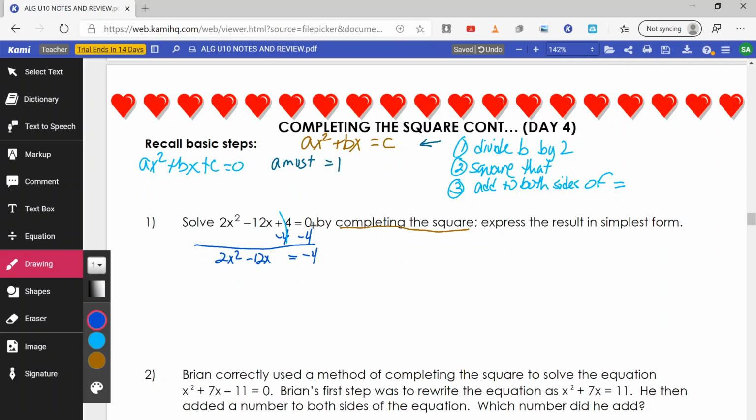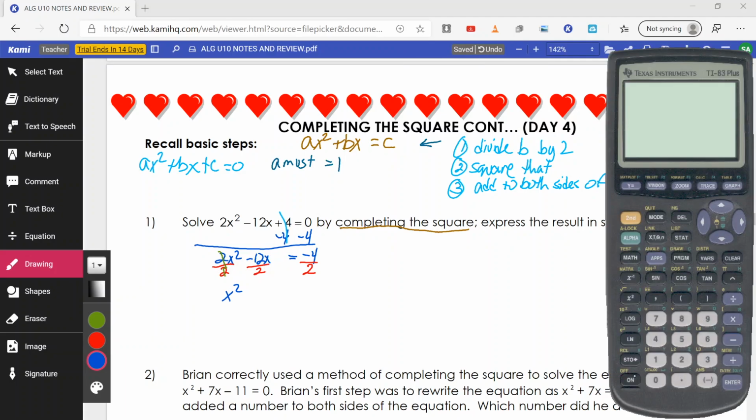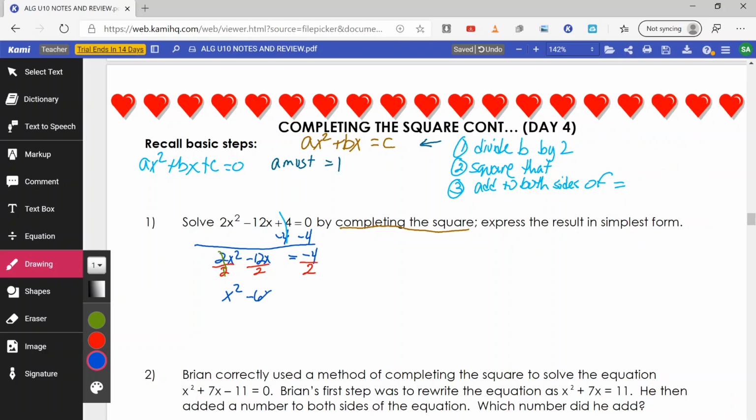The other stipulation we have is that a must equal 1. So here we have the number 2 on x squared. That is not correct, so we have to get rid of the 2. So 2 times x squared means I must divide everything by what is in front of the x squared. So everything gets divided by 2. The 2's will cancel out here, leaving me with x squared. And then negative 12 divided by 2, we can just turn on our calculator. Negative 12 divided by 2 gives us negative 6. So minus 6x, again a little space. Negative 4 divided by 2, we get negative 2.